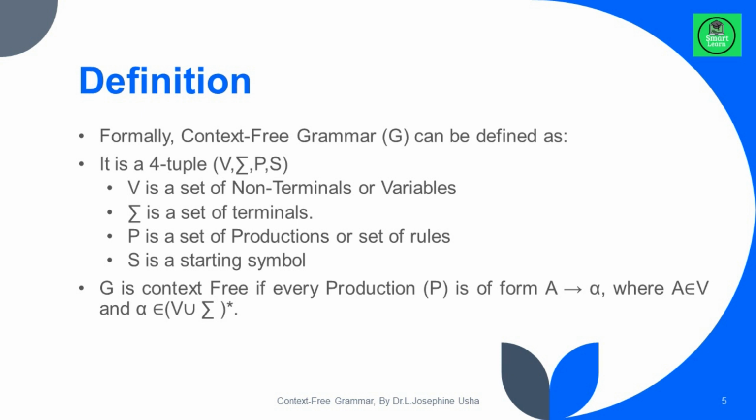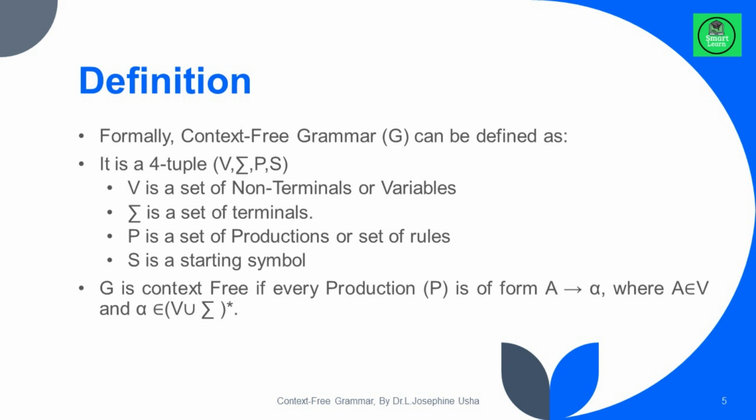Here the grammar can be defined using a 4 tuple: a set of variables, a set of terminals, a set of productions, and a start symbol. V is a finite set of non-terminals or variables, sigma is the set of terminals, P is a set of productions or rules, and S is the start symbol. Here G represents the context-free grammar.